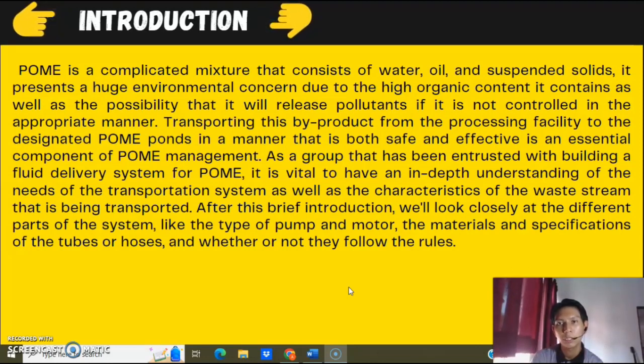As a group that has been entrusted with building a fluid delivery system for POME, it is vital to have an in-depth understanding of the needs of the transportation system, as well as the characteristics of the waste stream that is being transported. After this brief introduction, we will look closely at the different parts of the system, like the type of pump and motor, the materials and specifications of the tubes or hoses, and whether or not they follow the rules.